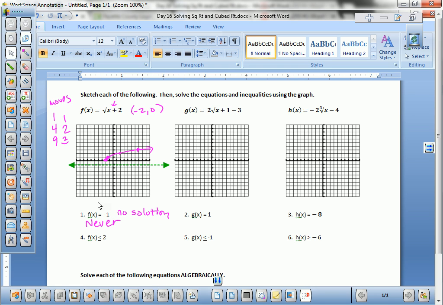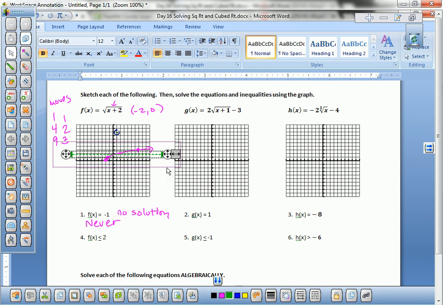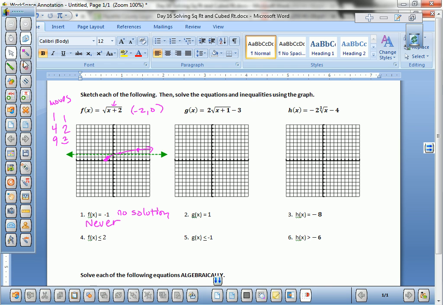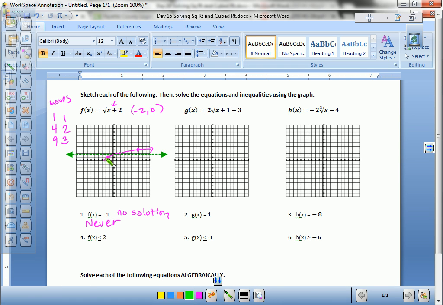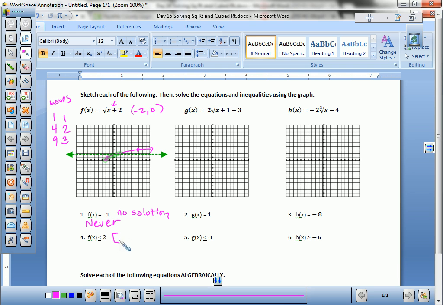Okay, the next one, where is it less than or equal to 2? So using a graph, you kind of think about this line up here at +2. Where is that function less than or equal to 2? From here to there. From -2 to +2. Now, why do I get to use a bracket on this end? Because it has an equal to part. Very good, very good.